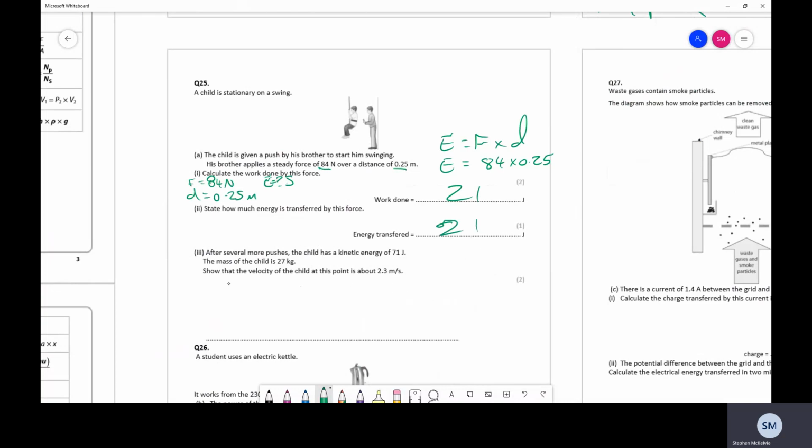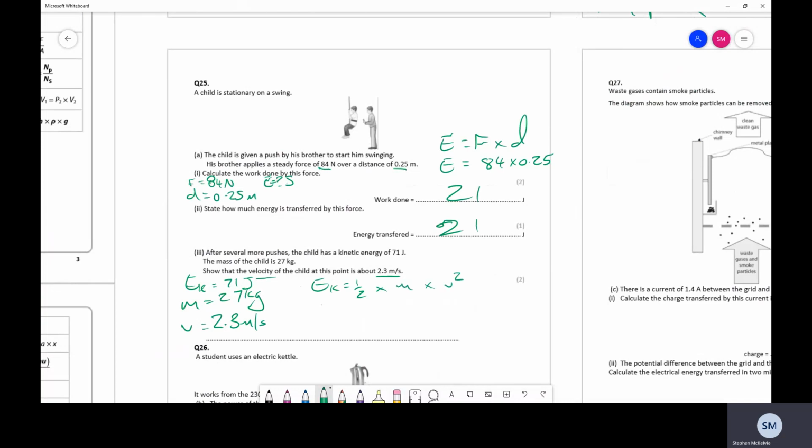After several more pushes, the child has got a kinetic energy of 71 joules. The mass of the child is 27 kilograms. Show that the velocity of the child at this point is about 2.3 meters per second. Now, this is nice because you can do something a little bit silly and get a strange answer, know that you've done something wrong, and go back and check it.